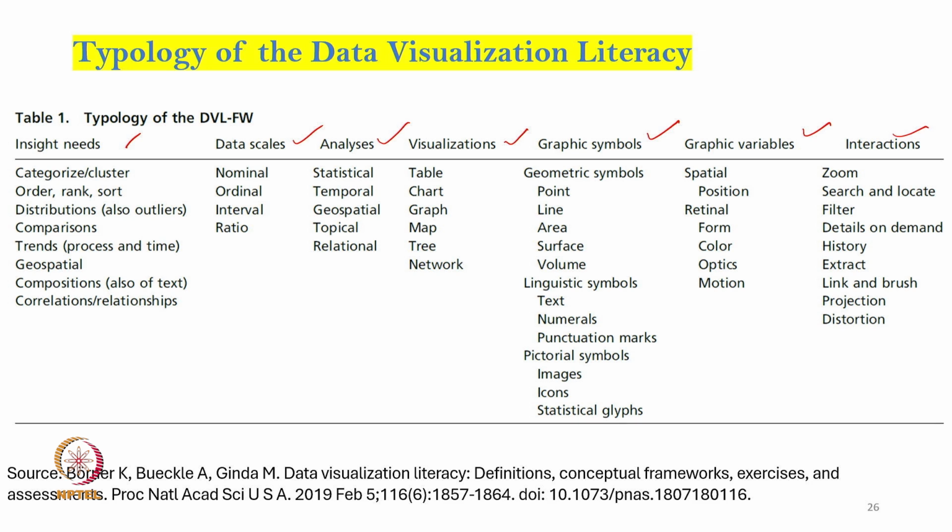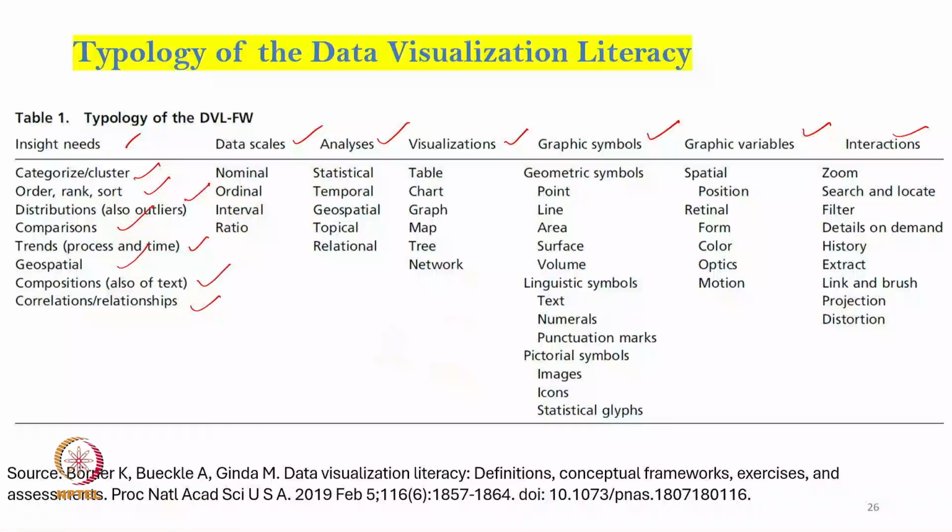Here, as a researcher, under the insight needs, they should know what categories and clusters are available for creating data visualizations. They should also know the orders, rank and slope, distributions, the types of data visualizations, and comparison, trends, geospatial, and positions and correlations. These are the major types of data visualizations. We will be discussing this data visualization in the later sessions.